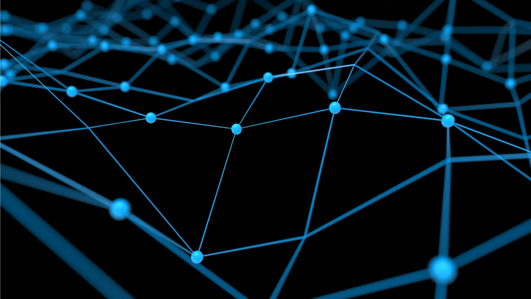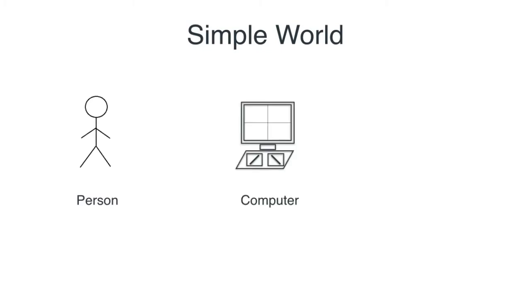So to understand a convolutional neural network, let's move to a simple world. In a simple world, we have a person and a computer. In the computer, we have a 2 pixels by 2 pixels screen, and we have a keyboard, right? On the keyboard, we have two symbols of which the alphabets are made, and those are the backslash and the forward slash.